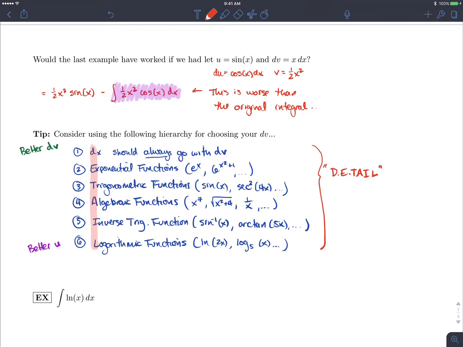All right, so we've talked about integration by parts. We've gone over the formula. We've gotten a few tips. Now we're going to just work through some problems to see how it pans out for us.